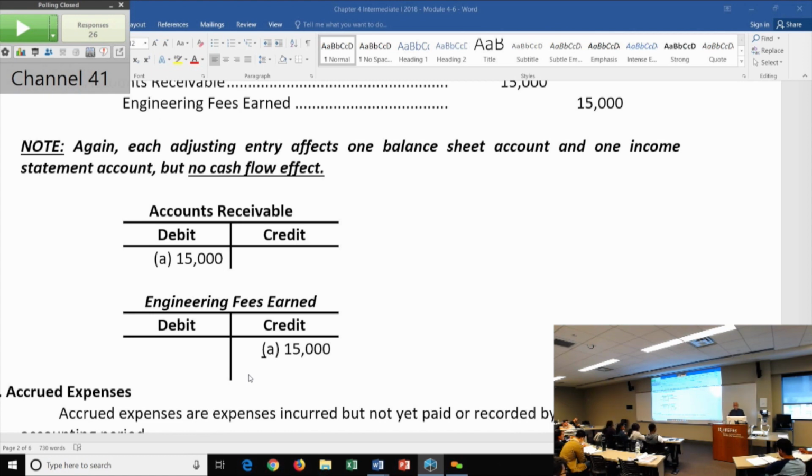Questions on accrued revenues. So again, notice the difference. You don't have to look at an account. There's nothing recorded. You never recorded this before. So you don't have to adjust anything, and I think it makes it a little bit easier.